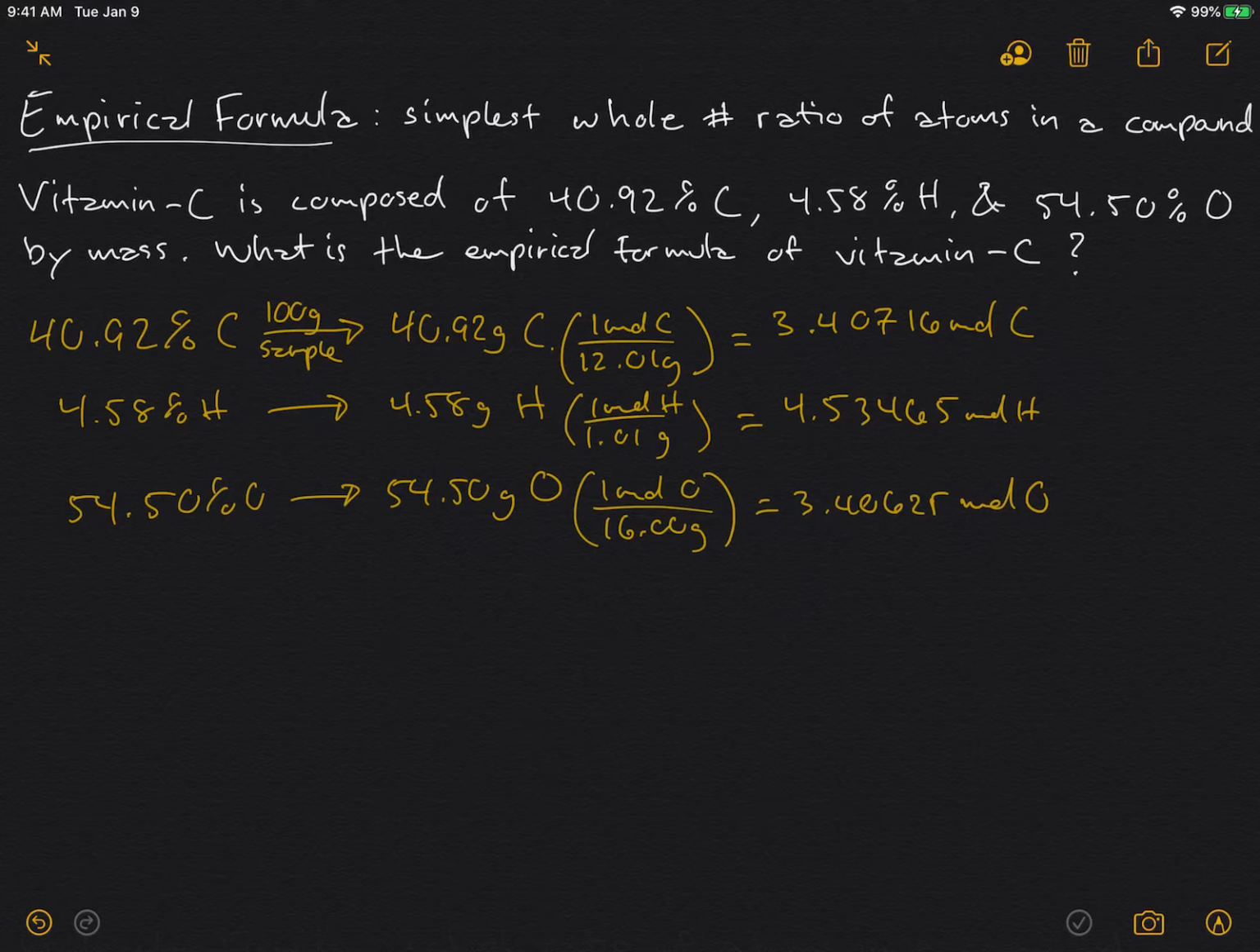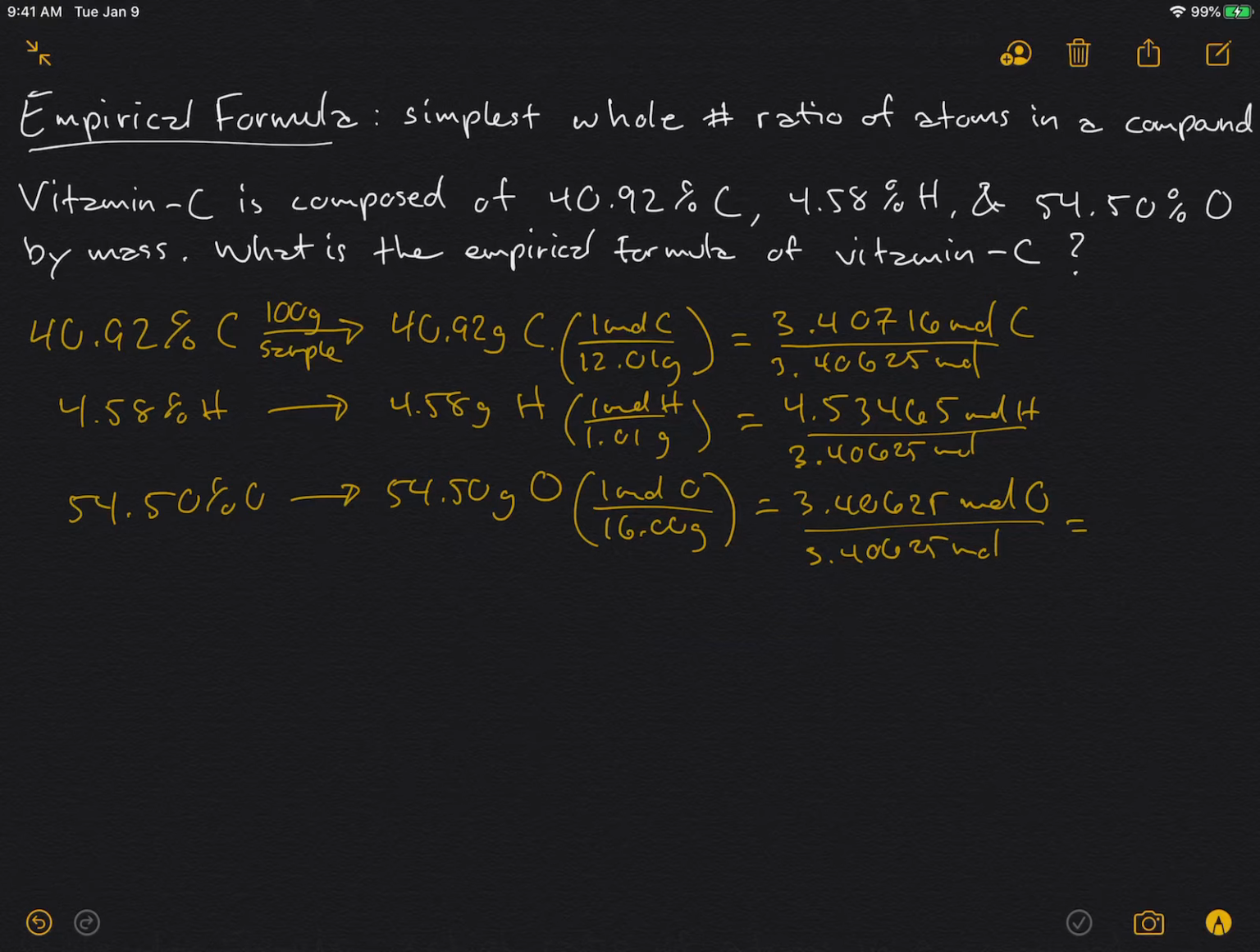So the thing that you want to do here, and this is usually referred to as the third step, is divide by the smallest number of moles. And so from this point on, if you do anything to one of these quantities, you have to do the same thing to each one. So let's divide by the smallest one. Divide all of those by 3.406. Let's divide by the number of moles of oxygen, 3.40625 moles for each of those.